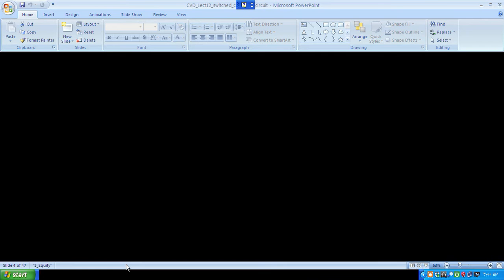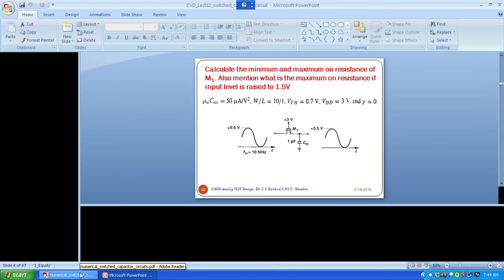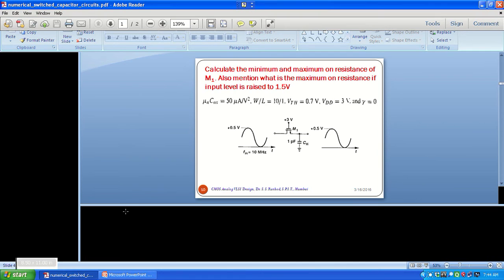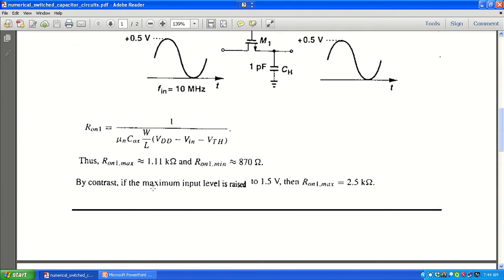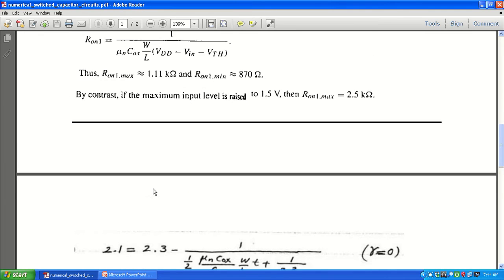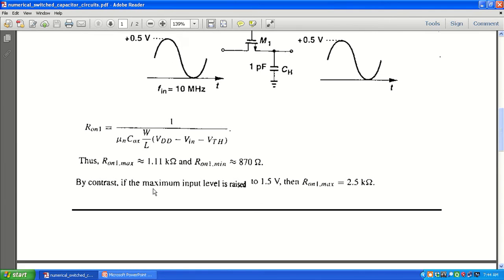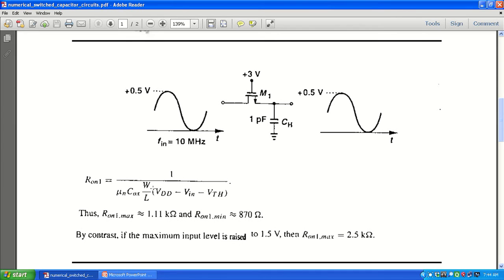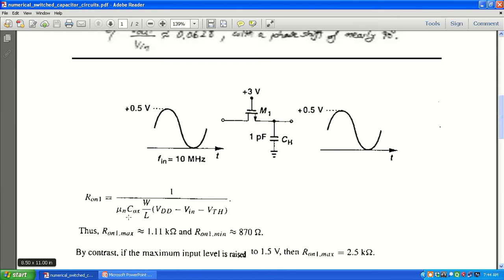So what is the formula for the on resistance? On resistance is nothing but 1 upon μn Cox W by L (VDD minus Vin minus VTH). So this formula we will use over here. Everything is given, that is μn Cox, W by L, VDD, VTH. Now in the first case you consider Vin as 0.5 volts, substitute the values and calculate.